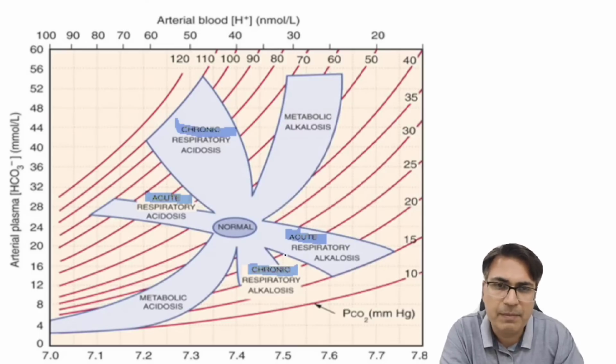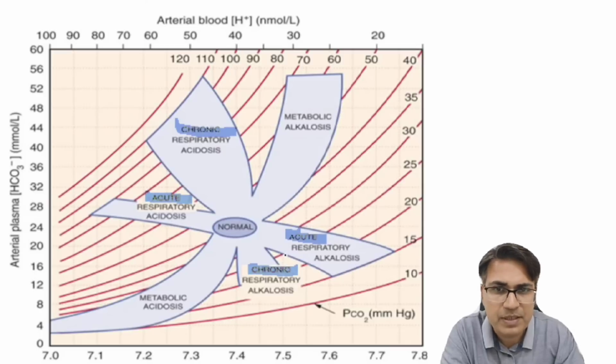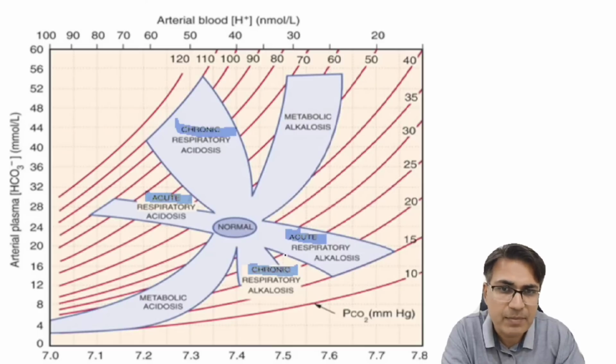But here just remember, the first line of defense against pH change is the blood buffer. Second one is respiratory compensation. And third one is renal compensation. So if a metabolic disturbance is there, respiratory compensation will be quick, but if a respiratory disturbance is there, renal compensation will take time to develop. And that is why respiratory disturbance will be acute and chronic.